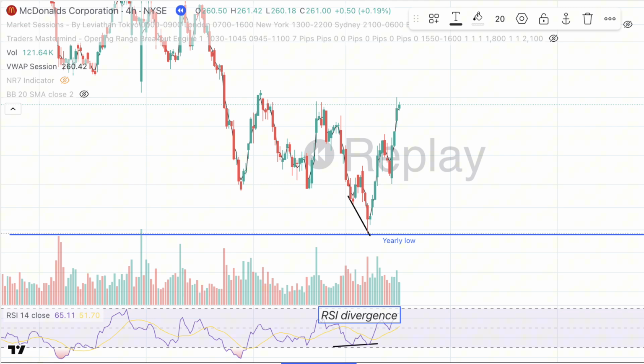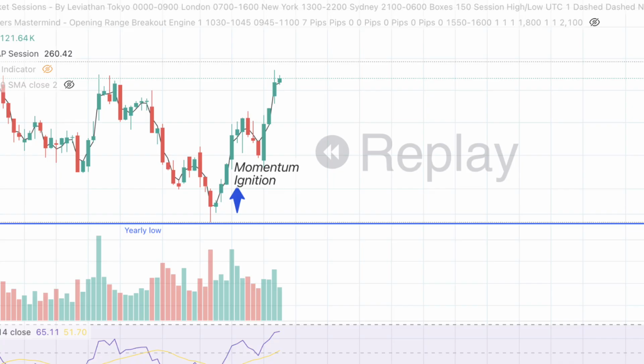Next, you can look at RSI and MACD divergence. So, for example, you may see a new low in price, but you don't see that new low on the indicator, and this could indicate a reversal is about to occur. And then momentum ignition, probably one of my favorites. This is when price reverses and then accelerates very quickly, and it's quite easy to spot as well.